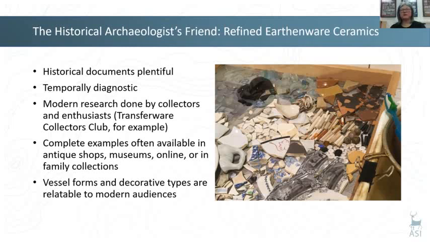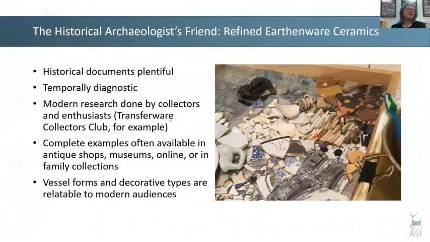So much research in ceramics has been done by collectors and enthusiasts. For example, if you go on the internet, you can find the Transferware Collectors Club. Now, transferware is a type of ceramic decoration that we're going to talk about in a bit. But those folks who are antique collectors have actually gone through and cataloged all the different images on their transferware and have provided dates because so many of them are datable. So that's for us to take advantage of.